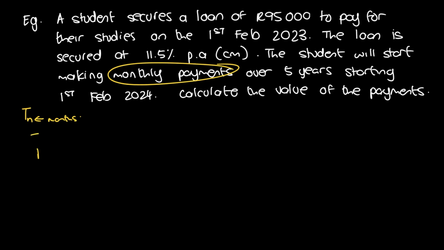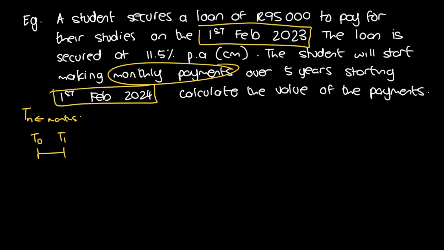So we're going to have T0 sitting over there because that's when everything starts. And then we're going to have T1, and T1 has no payments being made because if you look at the question, it says you get the loan on the 1st of February 2023. You start making payments on the 1st of February 2024. So we're going to continue till T12, and that's when we start making payments. So here we have the present value is equal to $95,000. But nothing is being paid in until T12.